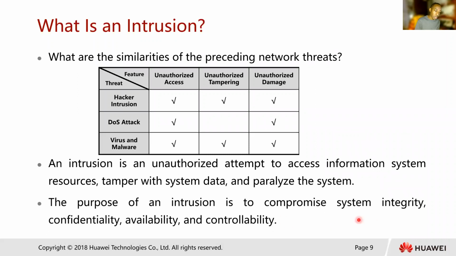So why do we have intrusions? They compromise system integrity, confidentiality, availability, and controllability. We usually call the first three the CIA triad. So that is the essence of an intrusion.